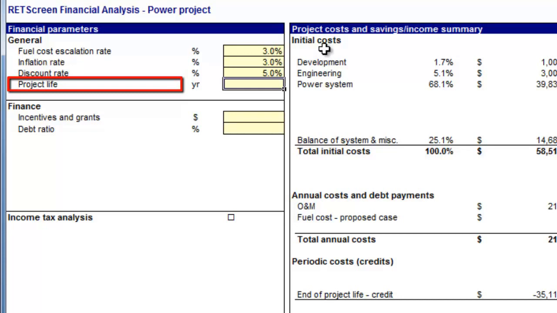The project life is the duration over which the financial viability of the project is evaluated. Depending on the circumstances, it can correspond to the life expectancy of the energy-related equipment, the term of the debt, or the duration of a power purchase agreement. The model can analyze project lives up to 50 years.